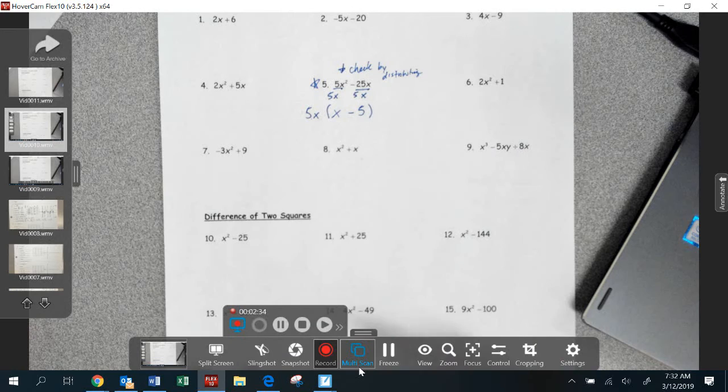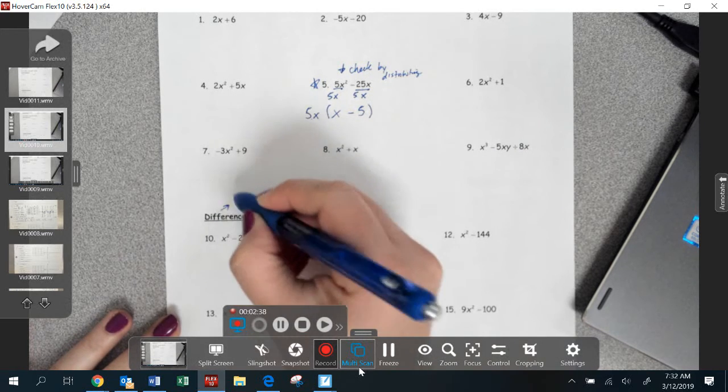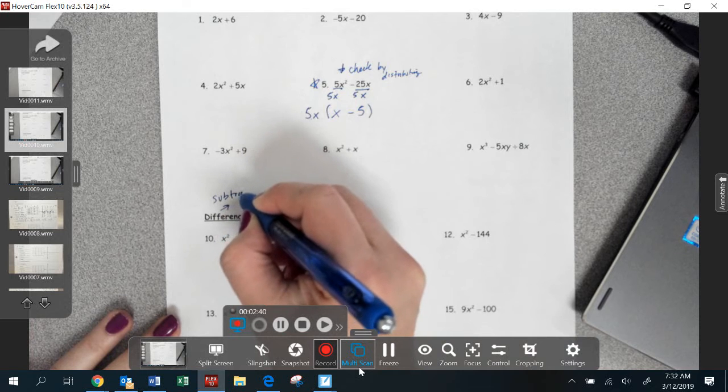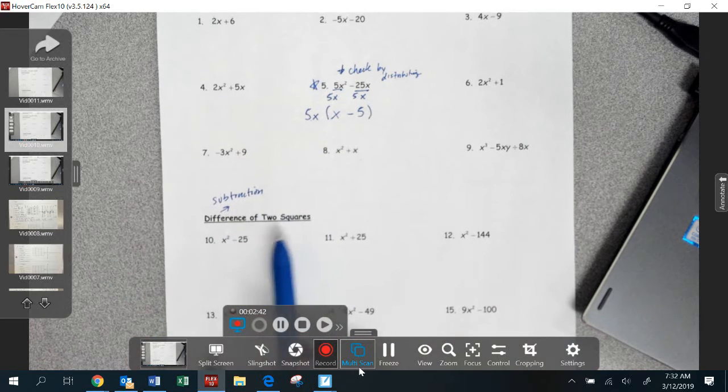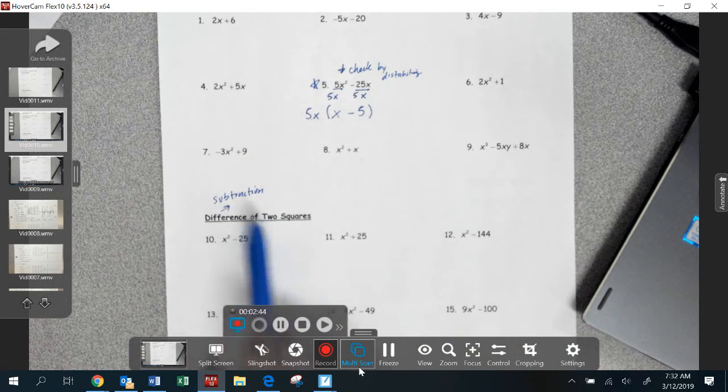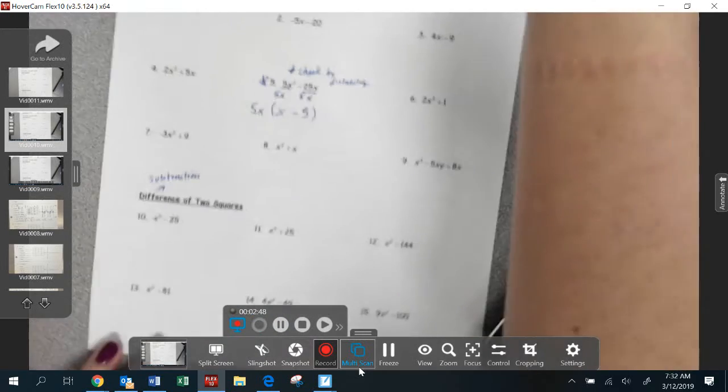Moving on to a second type, it's called difference of two squares. When we say difference, we should be thinking subtraction there. So you're going to be noticing you have this type when you have subtraction falling between two perfect squares, two terms that are perfect squares.